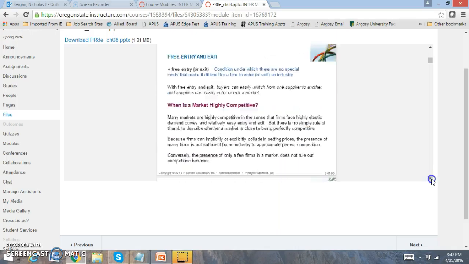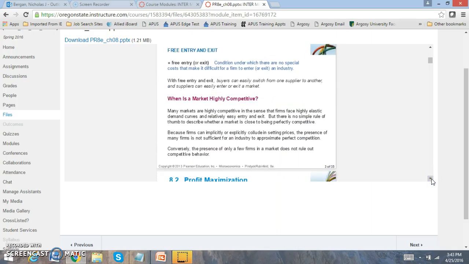When we look at entry in and out of the market, you'll notice that we're looking at special costs that make it difficult for a firm to enter or exit. And when we look at free entry and exit, you'll notice that we're faced with a lot of challenges. With free entry and exit, it's very easy for a competitor to get in the market if they see that others are making profits, and it's very easy for a competitor to leave the market when they are seeing losses in the market. So markets will adjust based off what they're seeing in the market.